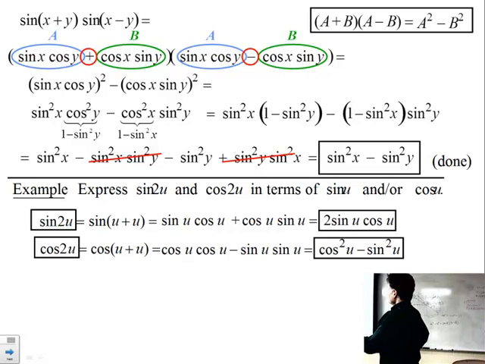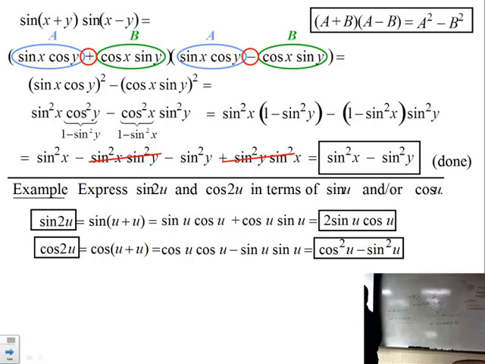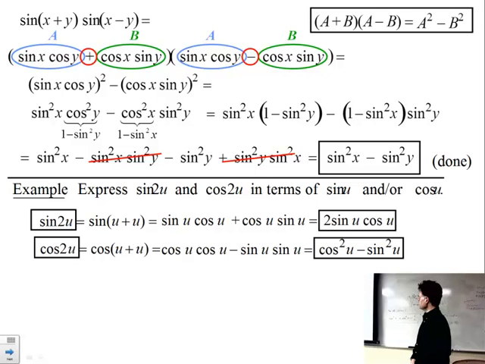We get sine squared x cosine squared y from here, right? And now we'll use the Pythagorean identity to convert this to a sine. Because the answer is just in terms of sine, we want to get rid of cosines and replace them with sines. So we replace this with 1 minus sine squared y. We replace this with 1 minus sine squared x. Expand it out, do some cancellations, and we're left with the right-hand side.